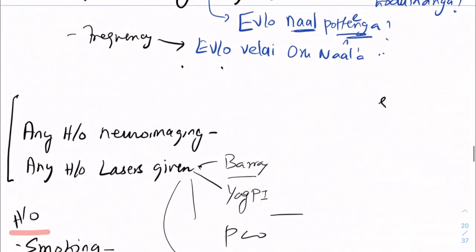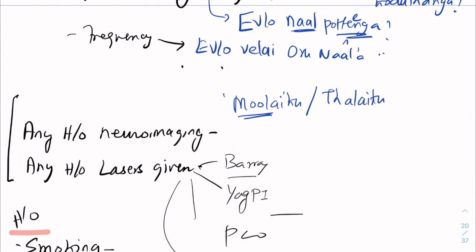Now neuroimaging: any history of neuroimaging done. மூளைக்கு means for brain, மூளை means brain. Or தலைக்கு ஸ்கேன் எடுத்தாங்களா or ஸ்கேன் எடுத்தீங்களா.